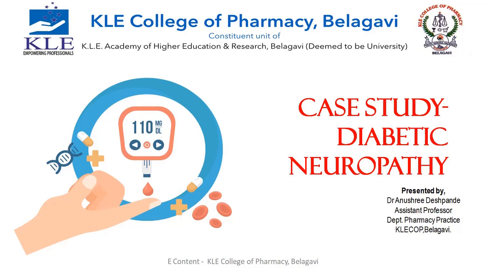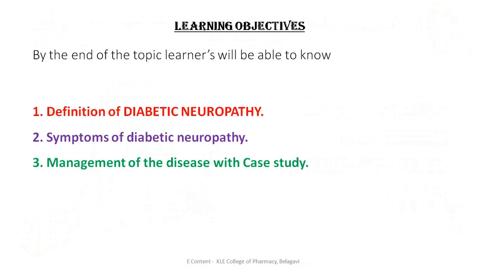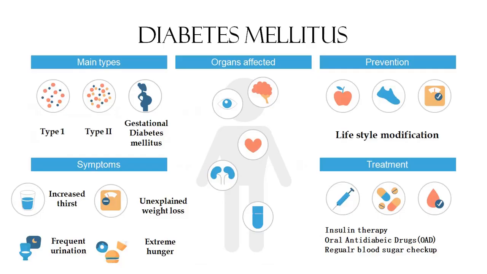Today I am going to talk about diabetic neuropathy. So the learning objectives are, by the end of the topic, learners will be able to know the definition of diabetic neuropathy, the symptoms of diabetic neuropathy, and they'll also read the management of the disease with a case study. So we'll see the definition of diabetes mellitus, its types, and the management of diabetes mellitus.